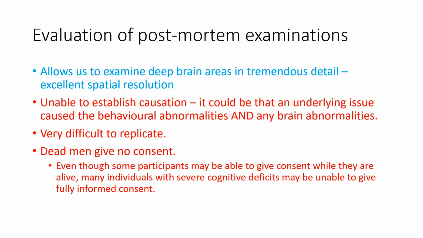However, it's unable to establish causation. So it could be that the damage to that part of the brain is what caused their abnormal behaviour, but it could also be that an underlying medical condition caused a change in behaviour and caused the difference in the brain structure. It's also very difficult to replicate because we'd need to find somebody who's showing the exact same symptoms and wait for them to die before we could check it against the first brain we've examined.